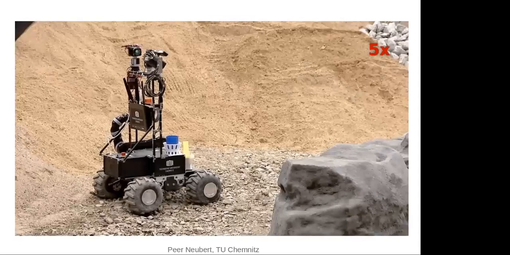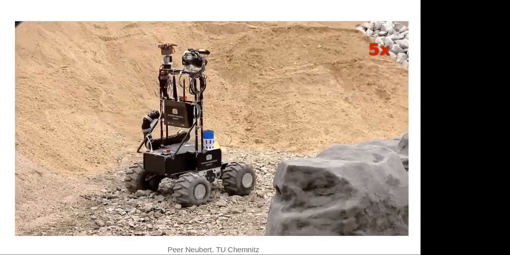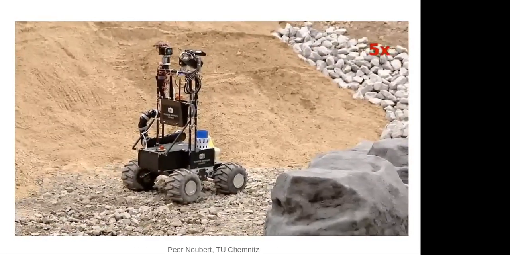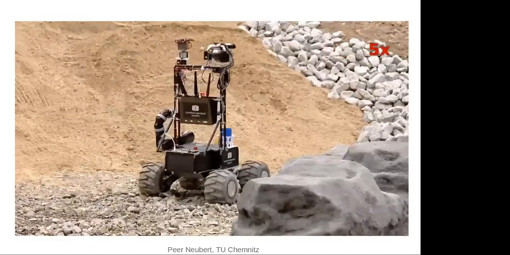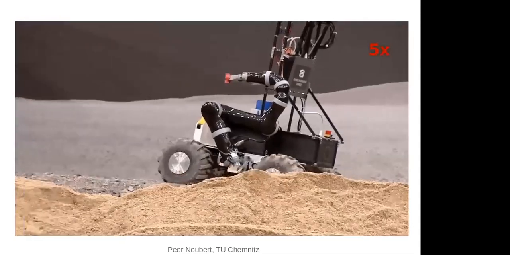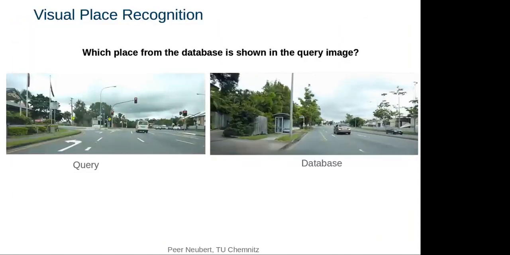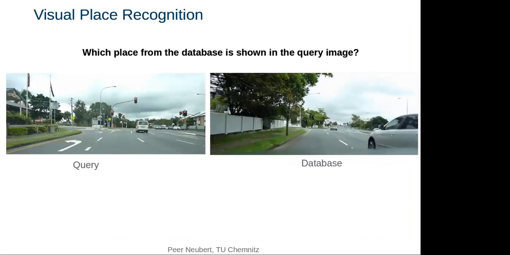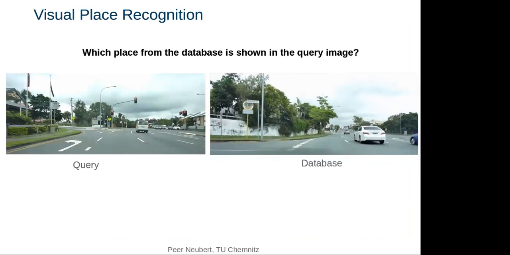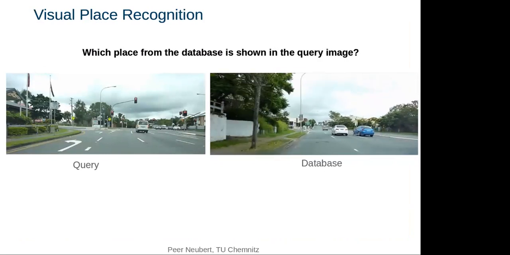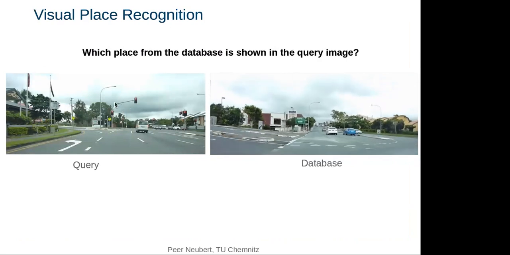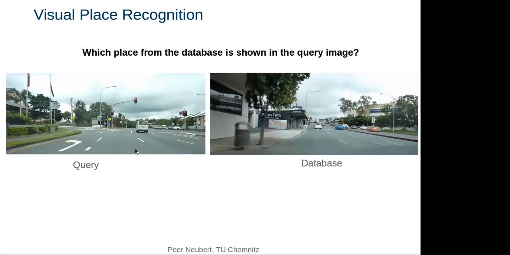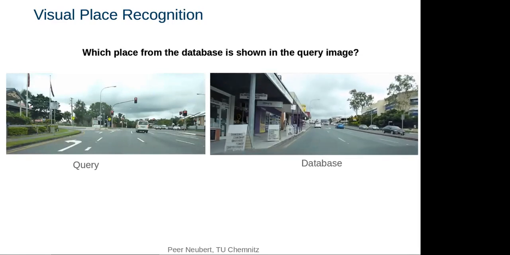And one important subtask of such localization tasks of robots is visual place recognition. Visual place recognition is illustrated in this example. It's basically the task, given a database of known places illustrated by this video and the current camera input of the robot, which place from the database is shown in the query image. So basically, which frame from the video is shown in this single image.